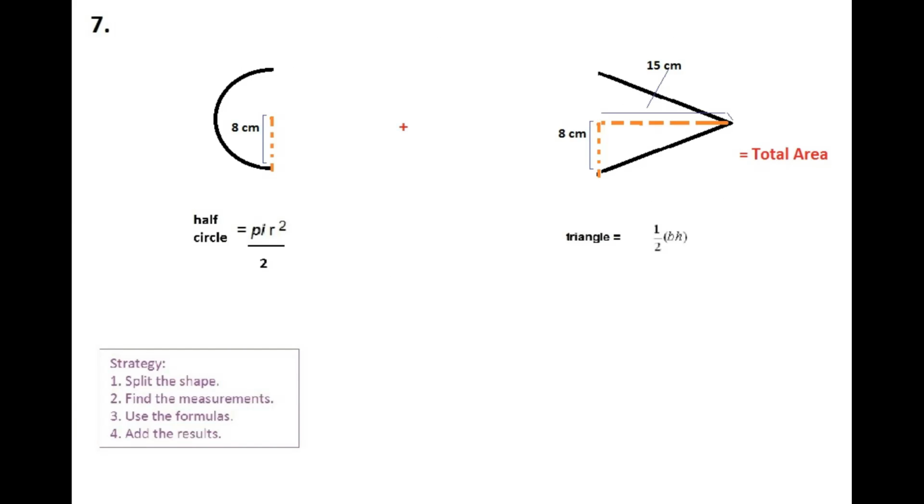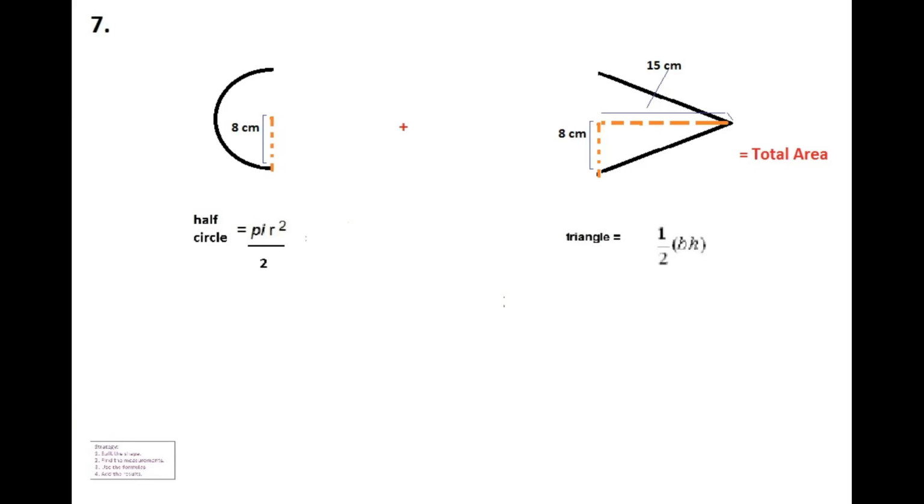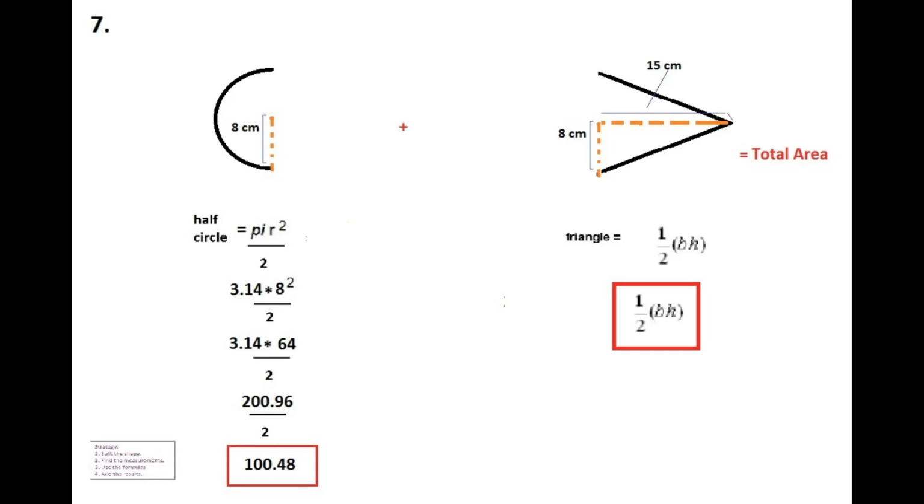So let's come back here. All right, starting with our half circle, we have pi, which is 3.14, times r squared. Now, radius is 8, and that's where I'm getting that number. And 3.14 times 8 squared, which is 64, which is 200.96 divided by 2. That's 100.48.